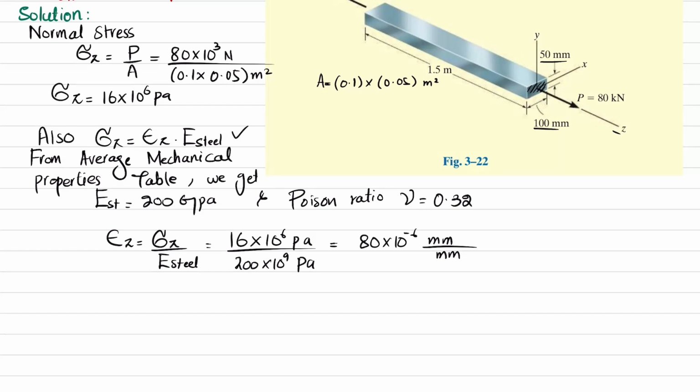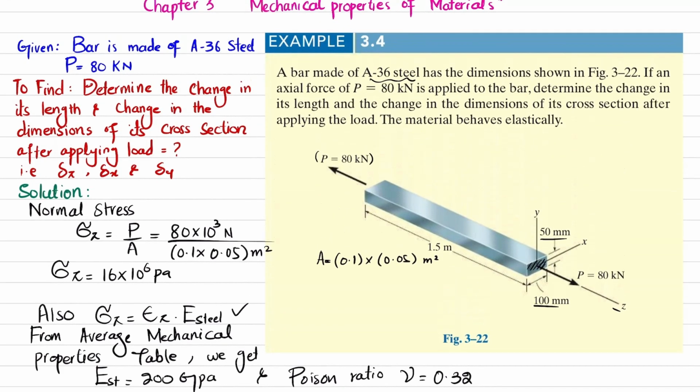Now we will find the first change in length, where the original length is 1.5. So the change in the length in Z direction.